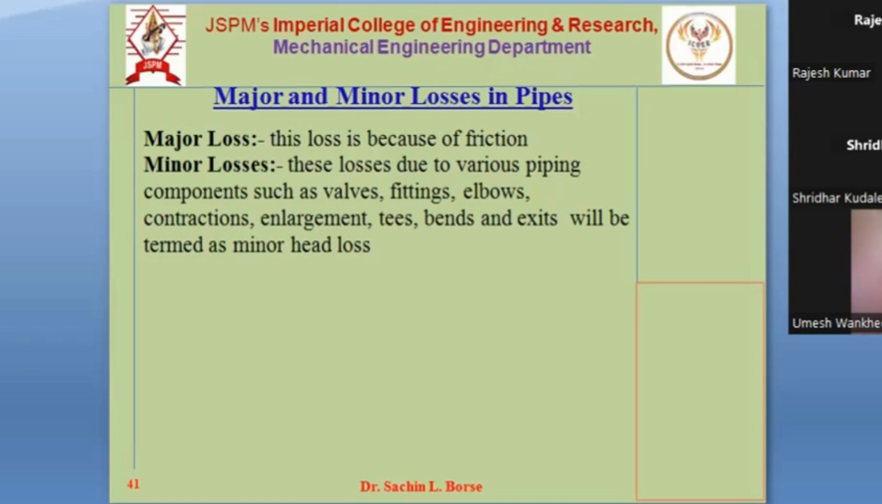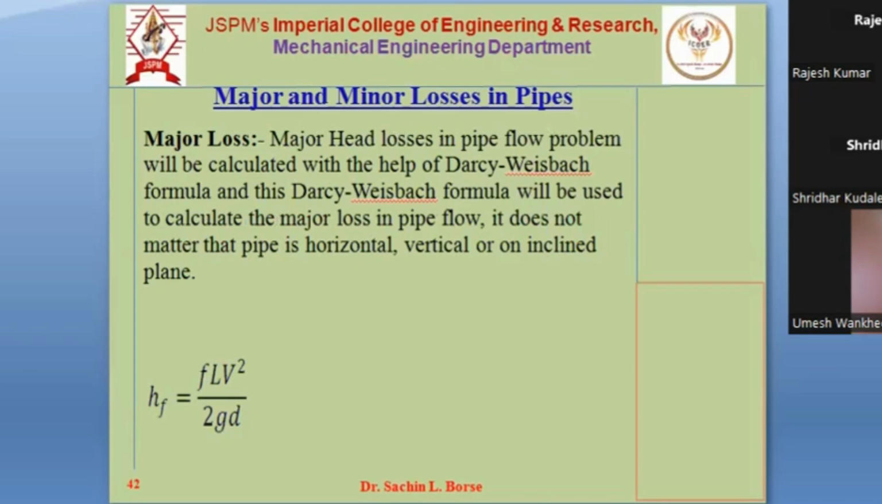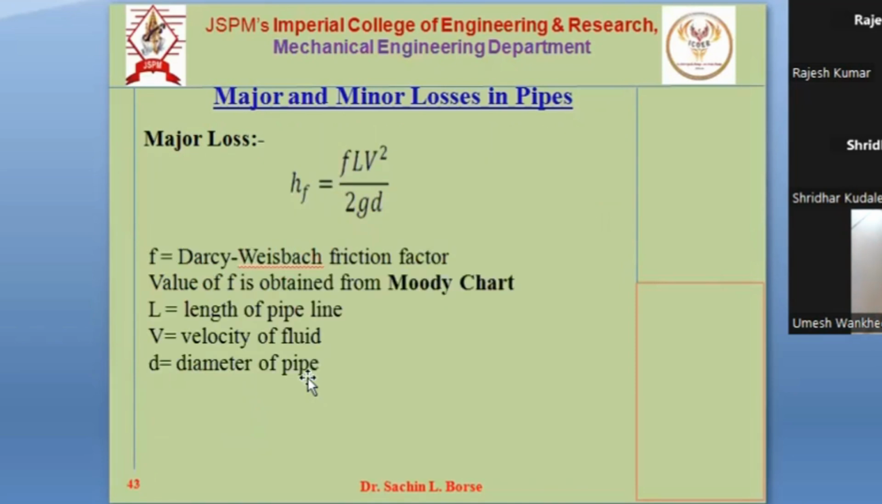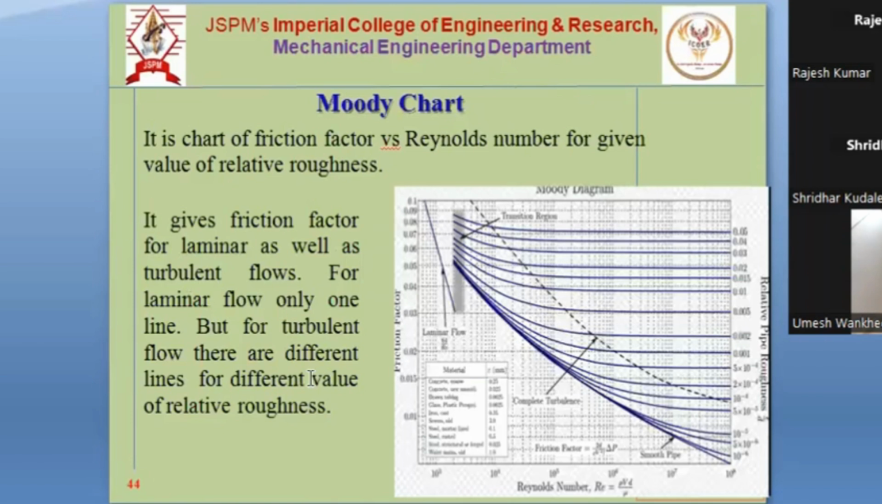Minor losses are because of what? Because of bends, tees, exits, inlets, valves. For the major loss, we use the friction law, h = fLV²/2gD, where f is the friction factor that we have to take from the Moody chart based on the Reynolds number, L is the length of pipe, V is the velocity, D is the diameter. So this is the Moody chart you need to use for finding the friction factor.